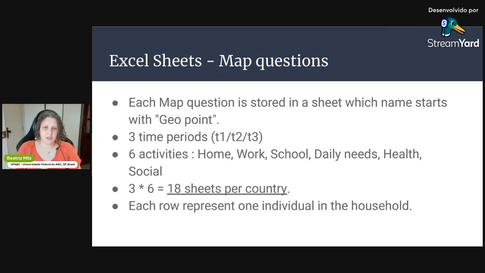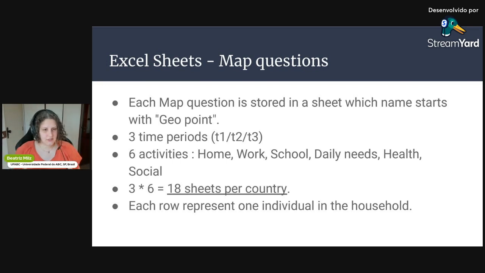So the map question sheets are the sheets called GeoPoint something else. So each sheet stores one map question. So for example, where do you live? The answer for where do you live now during the data collection is going to be in one sheet, and the answer for where did you live before the pandemic would be in another sheet, and where do you live during the pandemic would be in another sheet. So that's the idea. So since we have 3 periods and 6 activities, we have 18 sheets per country.